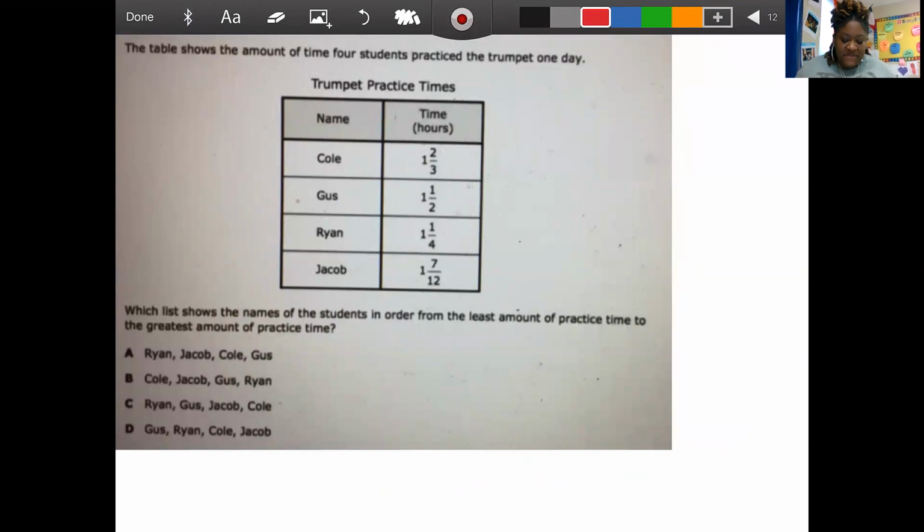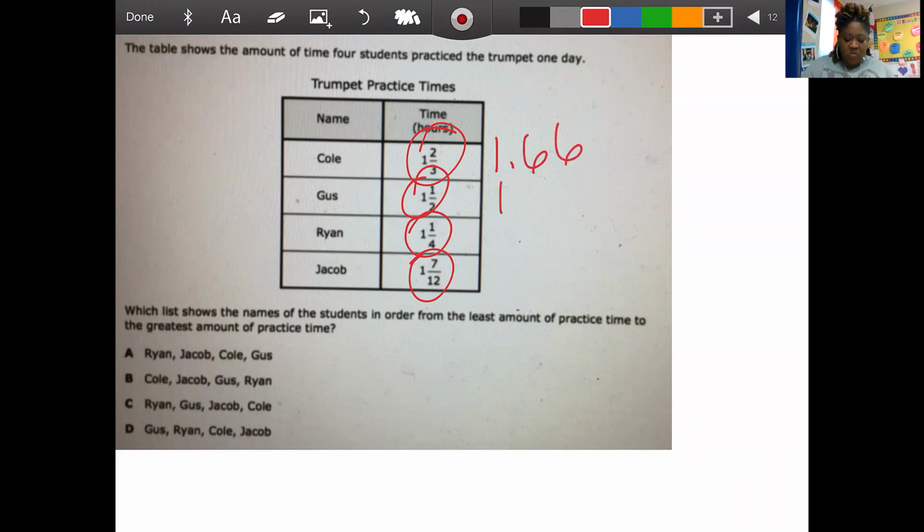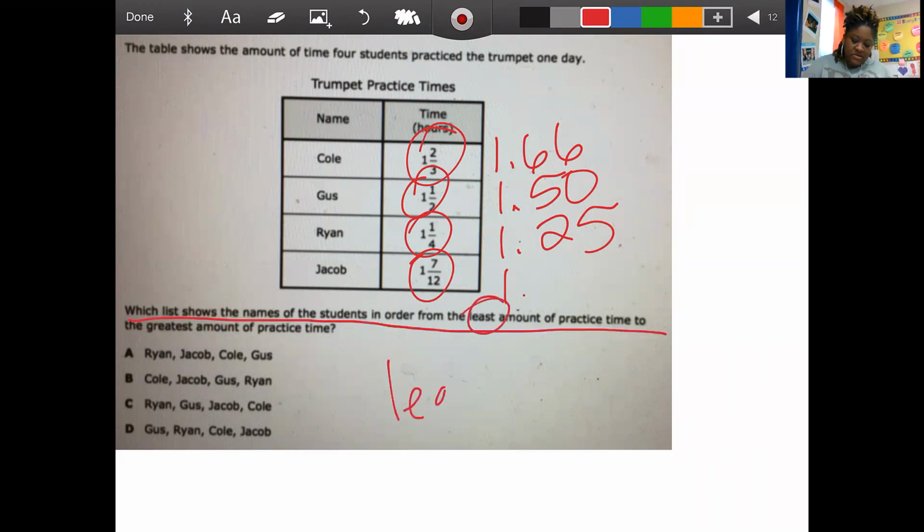Okay, the table shows the amount of time 4 students practice the trumpet one day. All I need you to do is convert these amounts. Please convert them to decimals. 1 2/3 is 1.66. 1 1/2 is 1.50. 1 1/4 is 1.25. You need to figure out 7/12 because I forgot. I know 6/12 is 50. So 7/12 is going to be 1.50 something or 60 something cents. Okay. Now you're going to have to put which list shows the names of the students in order from least to greatest. So put them in order from least to greatest, okay?